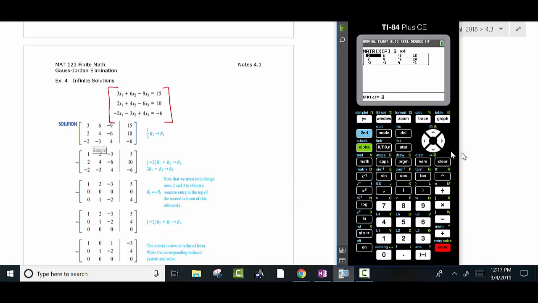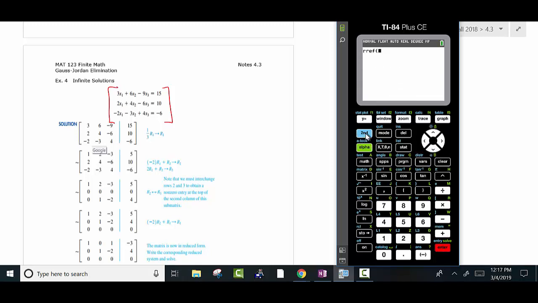Always make sure you get the numbers in. Okay, and again, once you've got your matrix in, just quit and get to a clear screen. So I'll go second mode, quit, then go back to the matrix. This time do math. Go down until you find the reduced row echelon form, which is down towards the bottom. And then just put that in. Let's see what we get then.